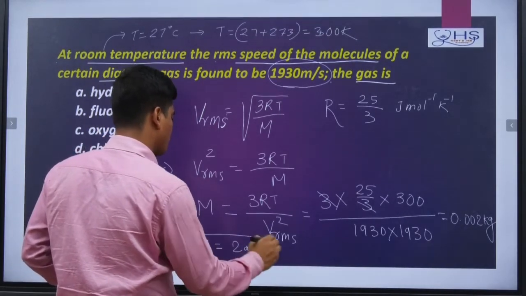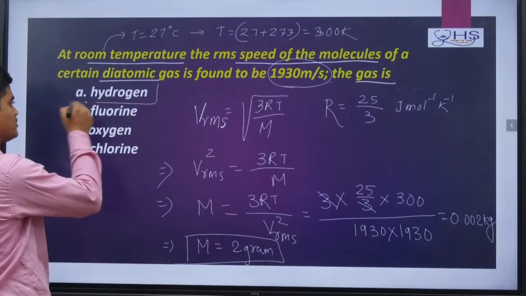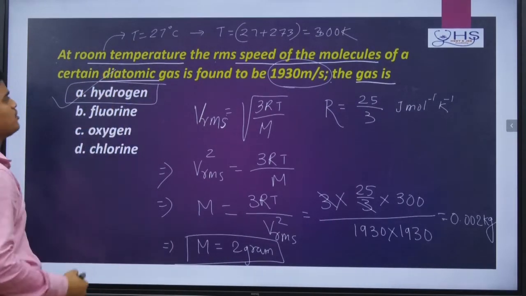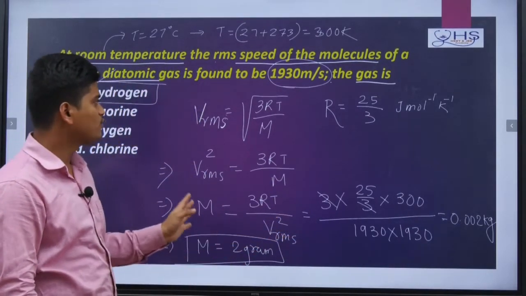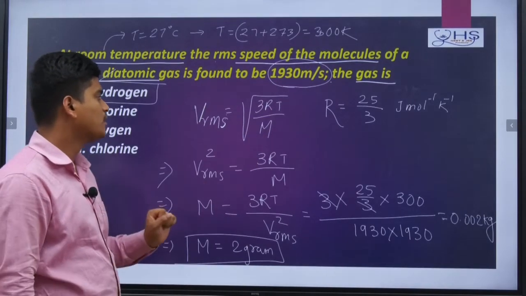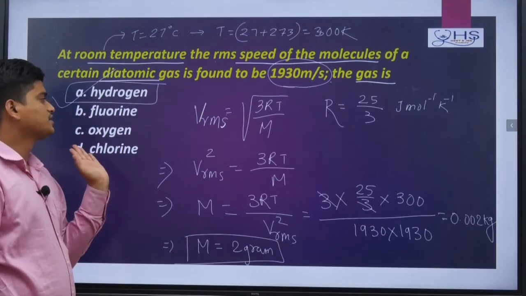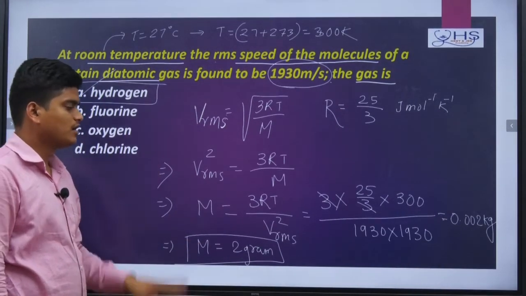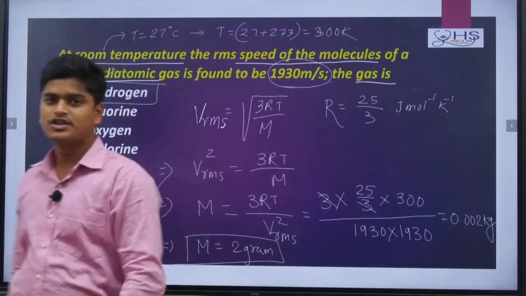So, molecular weight is how much coming? 2 gram. Remember, a molecular weight of 2 gram is for hydrogen. So, the answer will be hydrogen gas. So, this much you need to understand: whenever RMS velocity is given and it asks for molecular weight, but indirectly telling some gases, you can understand that molecular weight and gases are interconnected. Different gas, different molecular weight. So, this is the idea.